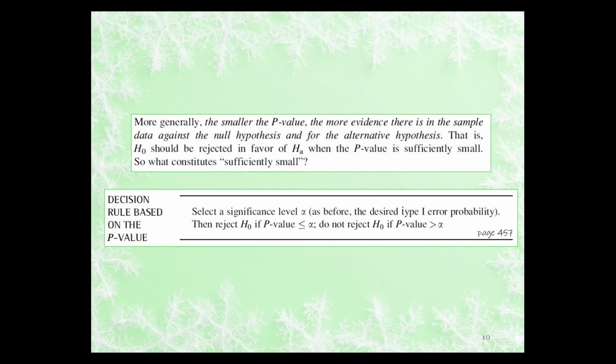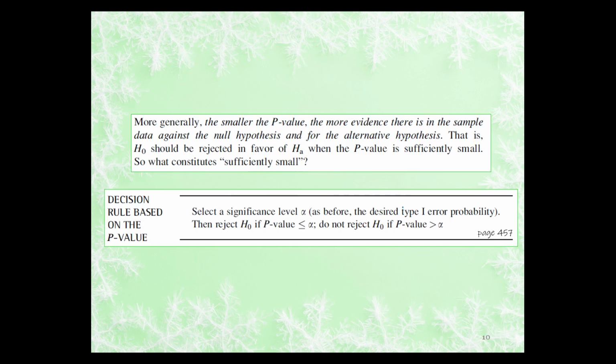Now, in general, this is a comment that you will find in your textbook. The smaller the p-value, the more evidence there is in the sample data against the null hypothesis and for the alternative hypothesis. If we look at the rejection region, the further we are into the rejection region, the smaller our p-value becomes. So there's more and more evidence for the alternative. Then that means that we should reject the null in favor of the alternative when the p-value is sufficiently small.